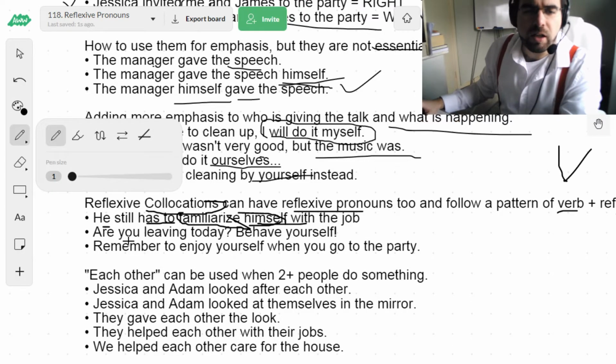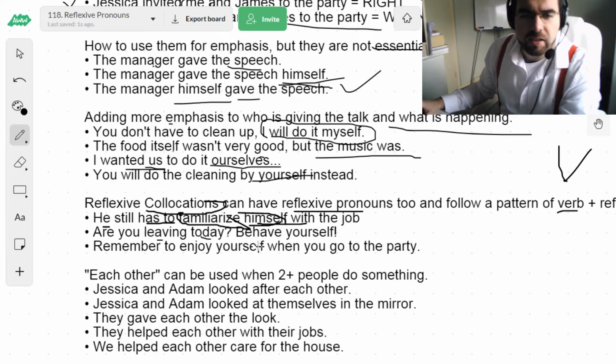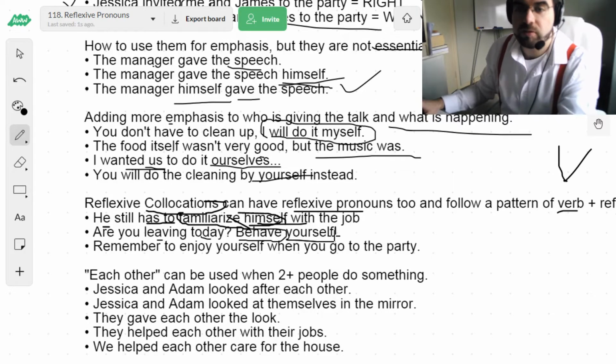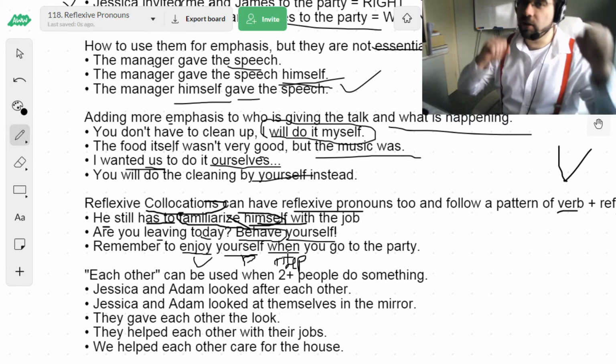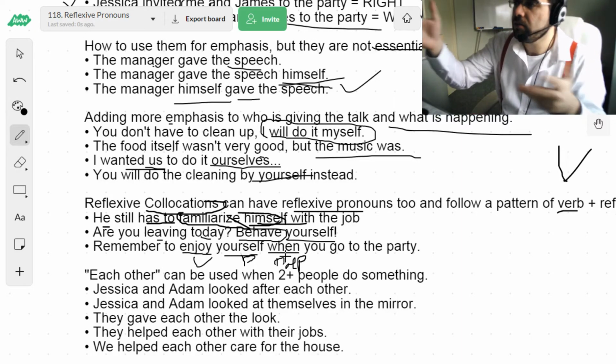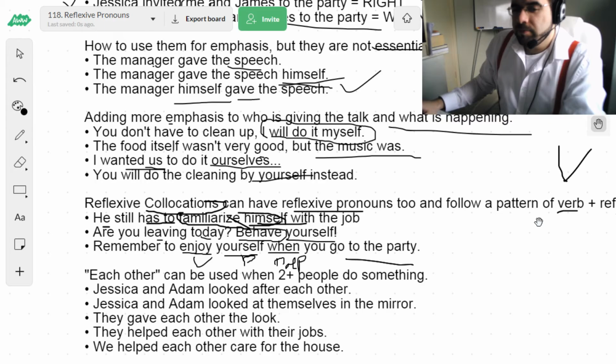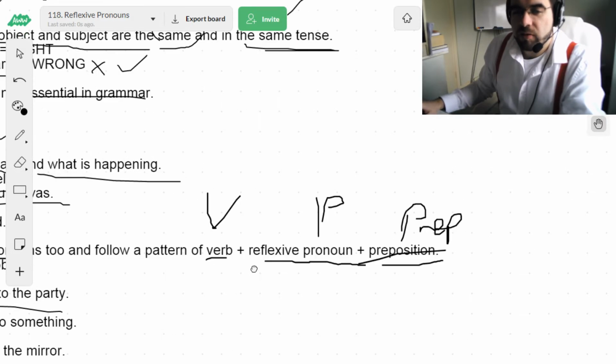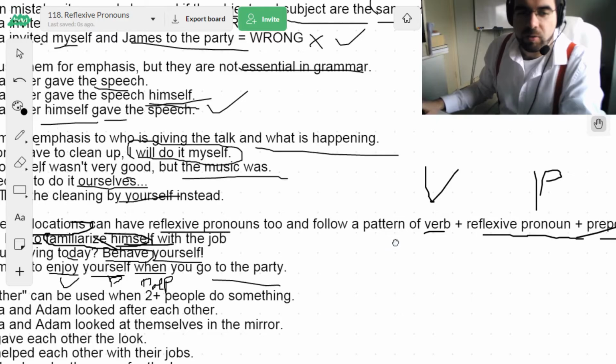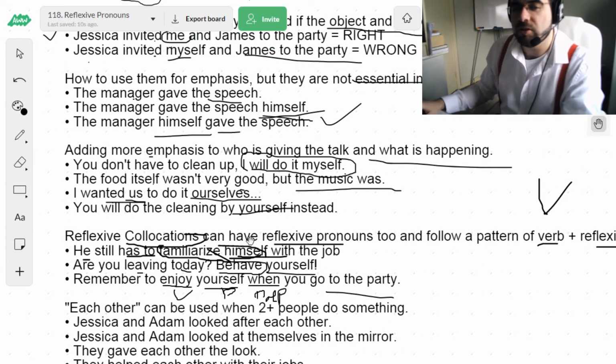Are you leaving today? Behave yourself. Remember to enjoy yourself when you go to the party. So by using a verb, reflexive pronoun, preposition, we can use it with a collocation.